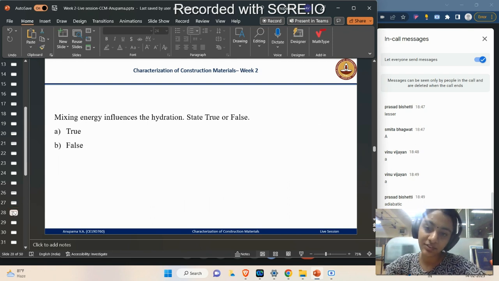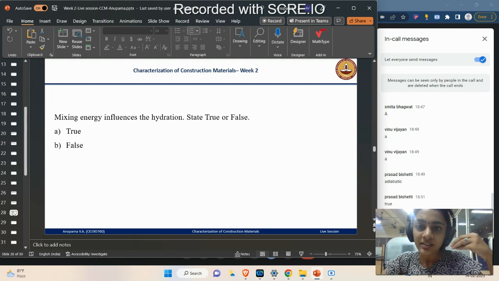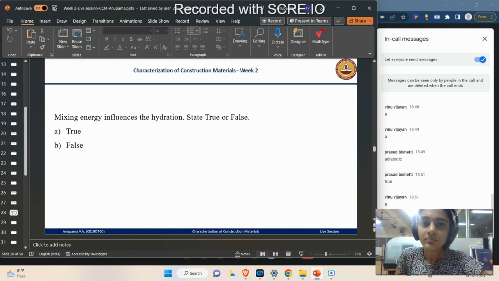Mixing energy influences the hydration. Say true or false. It's just a blunt, straightforward statement. If you mix cement paste by hand, and if you mix the cement paste in equipment like a mixer, do both of these influence hydration? Because obviously the energy is different in both cases. The energy is lesser in hand mixing, and if it is using a mixer, energy is more, right? So mixing energy influences the hydration. Is it true or false?